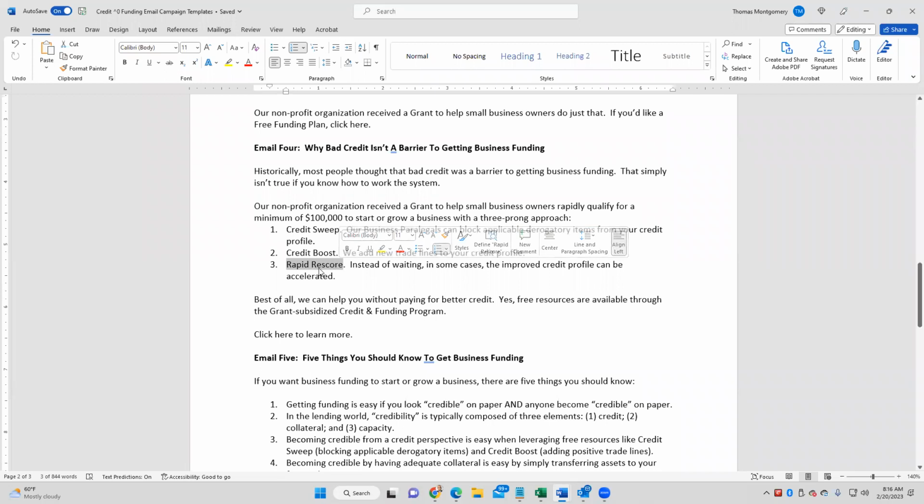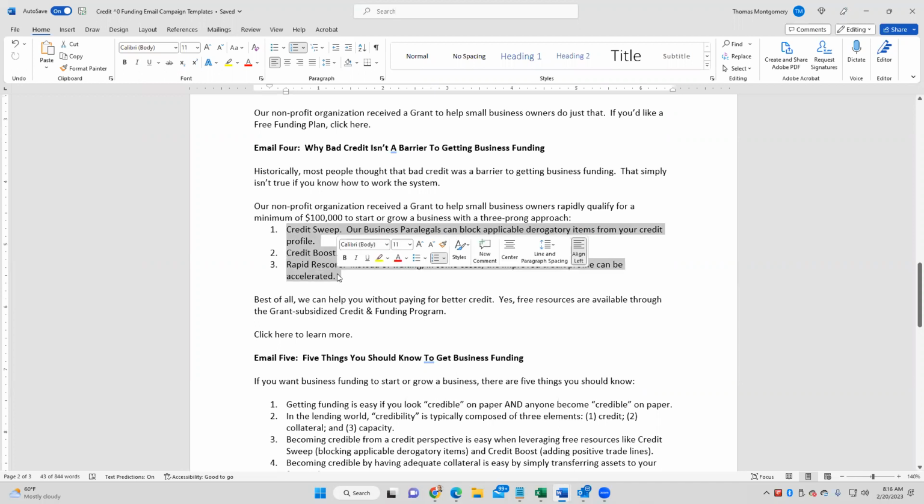Again, everything is legal and ethical, but this is a pretty strong trifecta, if you will, three-prong approach to improving credit. And this is much different than what most others can do. I mean, there's an infinite number of credit repair programs out there. We're not a credit repair program. That's what we demonstrated to the FTC and it stands. We are not a credit repair program, and we don't charge for the credit process, by the way.